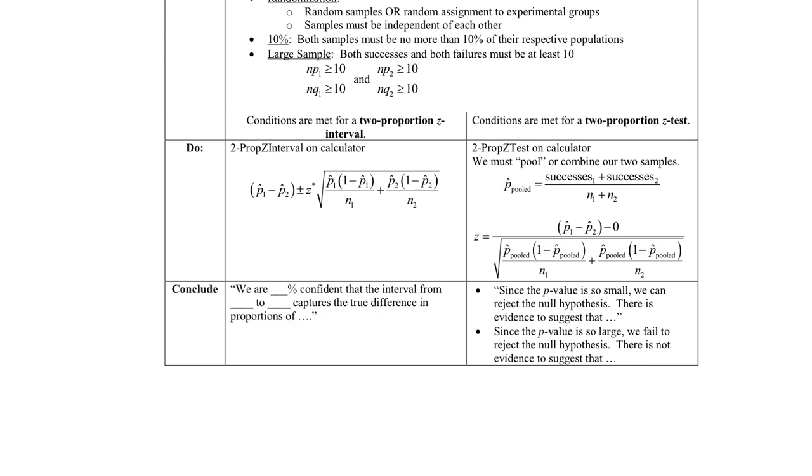So we're looking for that difference. If we're doing a test, since the p-value is so small, we of course reject, but if the p-value is large, we fail to reject based on whatever our alpha is.